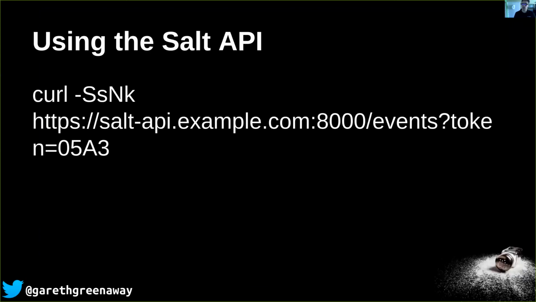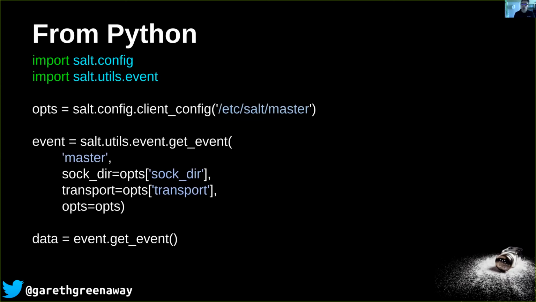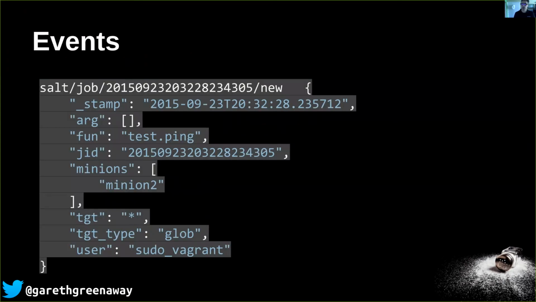So we can also see those events using the Salt API by using curl and providing an authentication token. And we can query the event bus using some Python code. So here we have a very simple Python script where we're importing some Salt libraries, getting our configuration for the Salt Master, and then making a call to salt.utils.event get_event to pull events off the event bus. So here's an example of what an event would look like as we saw when passing by on the event bus, if we ran a job on the Salt Master targeting all minions to run the test.ping command.